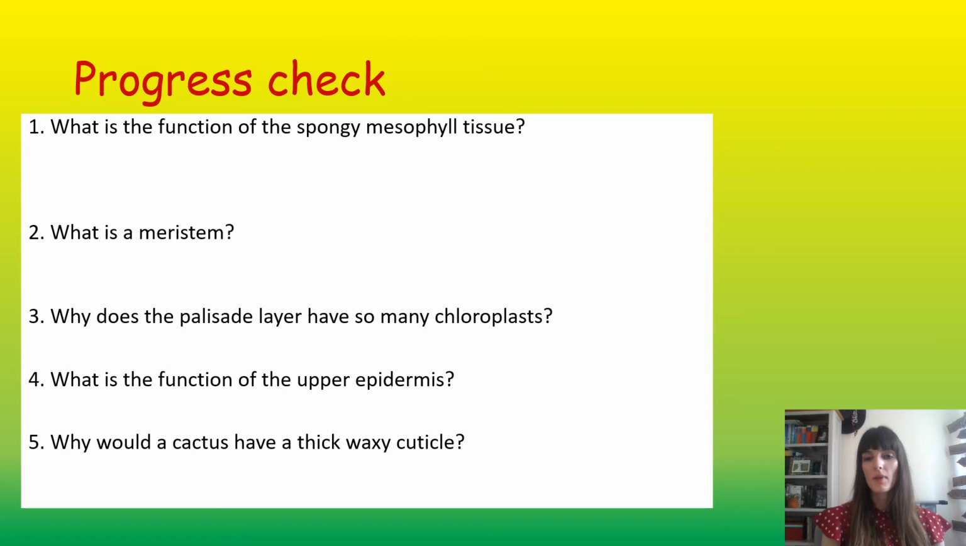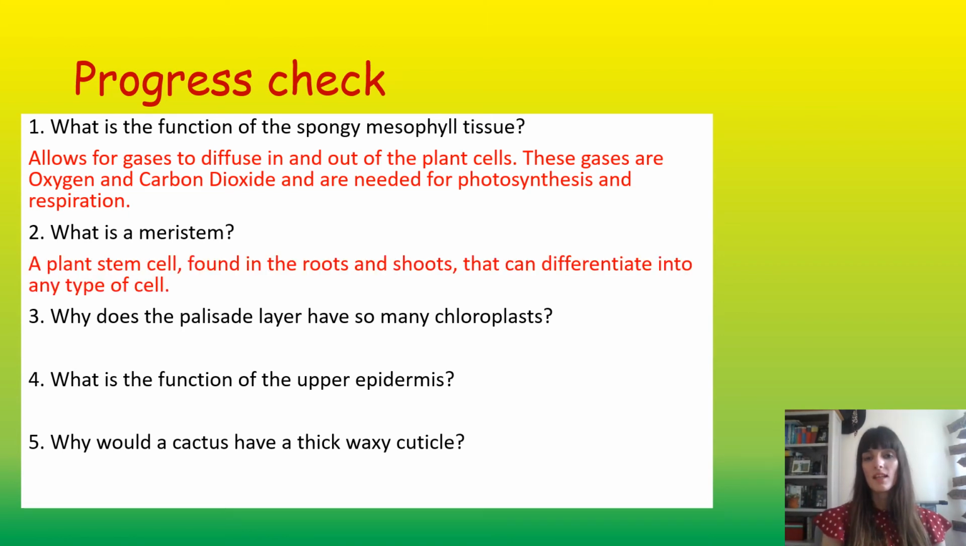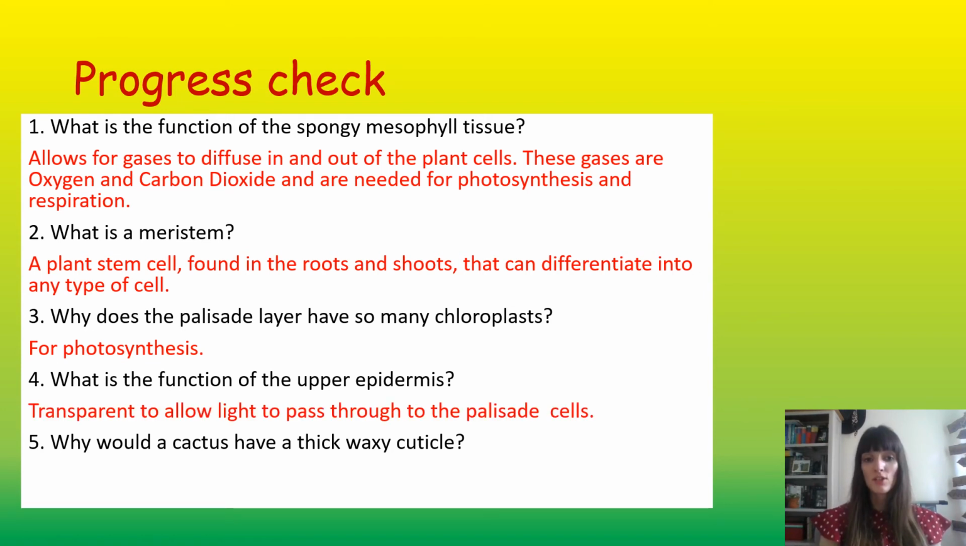So the function of the spongy mesophyll tissue is to allow for gases to diffuse in and out of the plant cells. These gases are oxygen and carbon dioxide and are needed for photosynthesis and respiration. A meristem is a plant stem cell, and it's found in the roots and shoots, and it can differentiate into any type of cell. The palisade layer has lots of chloroplasts because it's where photosynthesis happens. And the function of the upper epidermis is to be transparent to allow light to pass through to the palisade cells. A cactus would have a thick waxy cuticle to prevent water loss from evaporation.